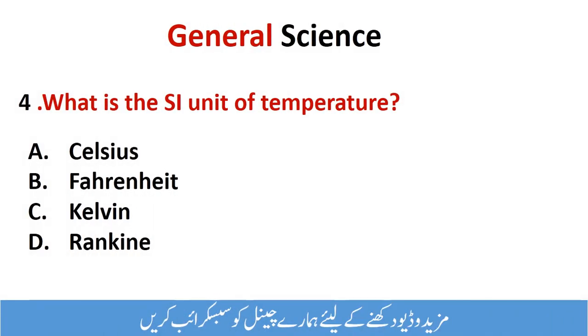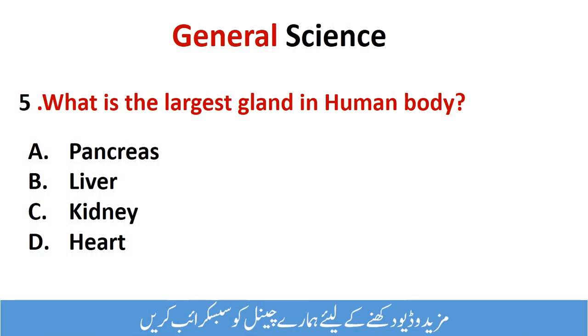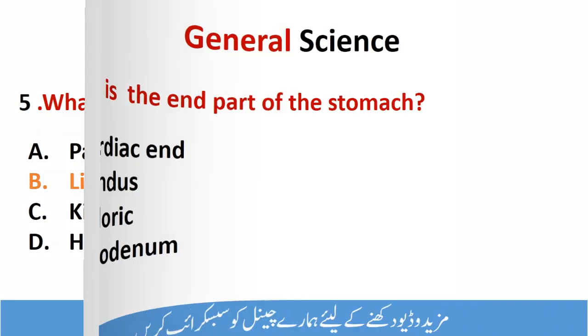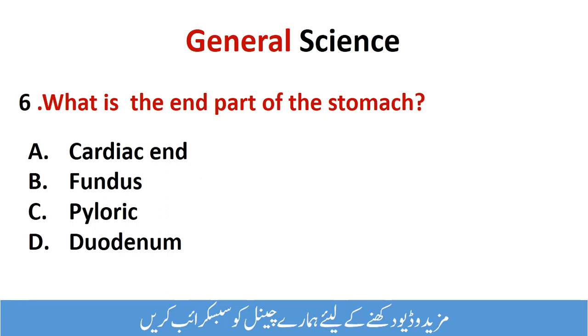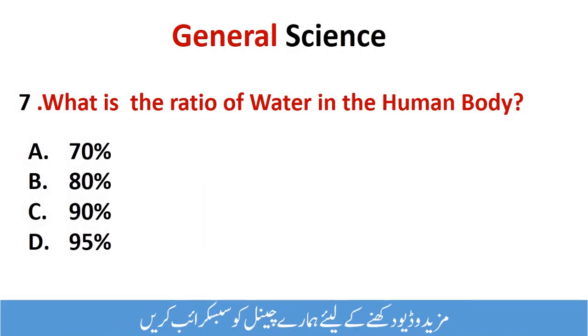Next question: What is the SI unit of temperature? The correct option is option C. Next question: What is the largest gland in the human body? The correct option is option B. Question: What is the end part of the stomach? The correct option is option C. Next question: What is the ratio of water in the human body? The correct option is option A.